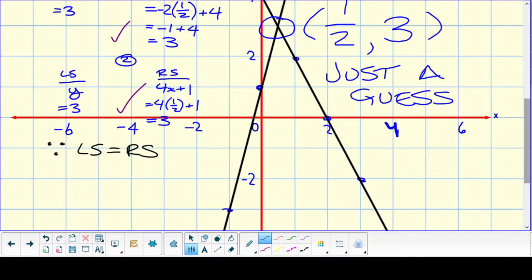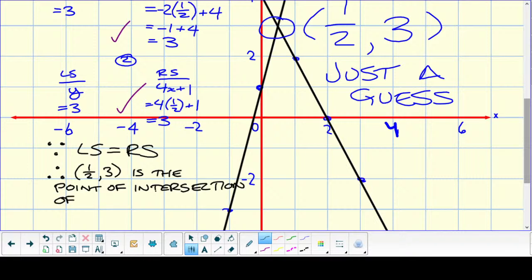Since left side equals right side, therefore, 1/2, 3 is the point of intersection of Y equals negative 2x plus 4 and Y equals 4x plus 1. Period. We're going to short form that therefore statement as we go further on. You won't have to write this whole thing every single time.